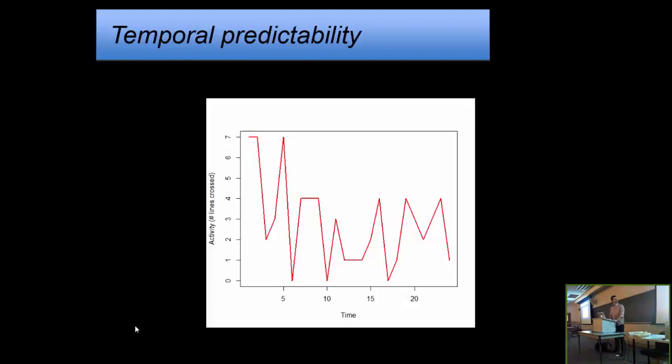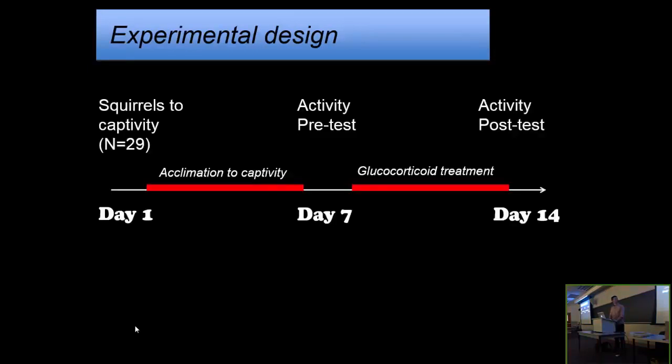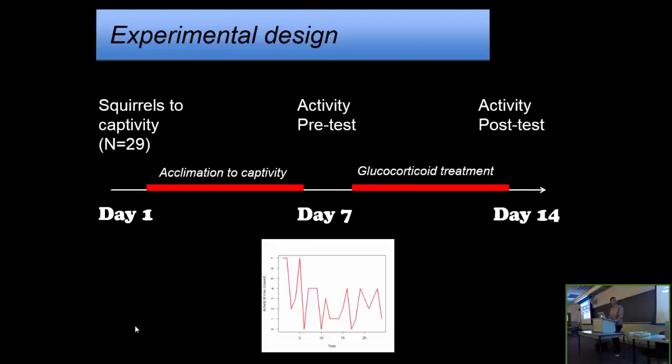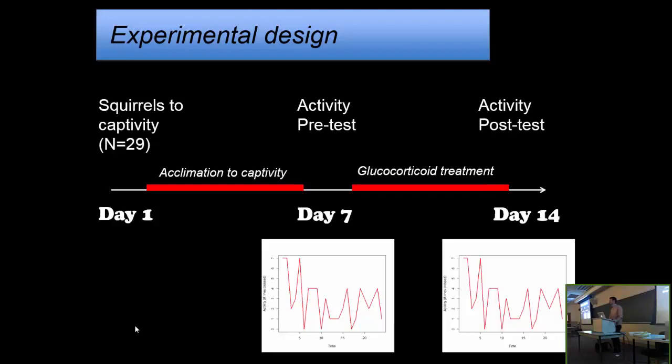So we'll get data from each individual test like this, showing that some individuals might bounce around quite a bit in their activity over the course of that test, whereas other individuals might be more predictable, more consistent over time. Our experimental design here is to bring squirrels back into captivity, use an activity pretest, and give some of the individuals glucocorticoid treatment before a post-test. And so we have these two measures of temporal predictability for each individual.